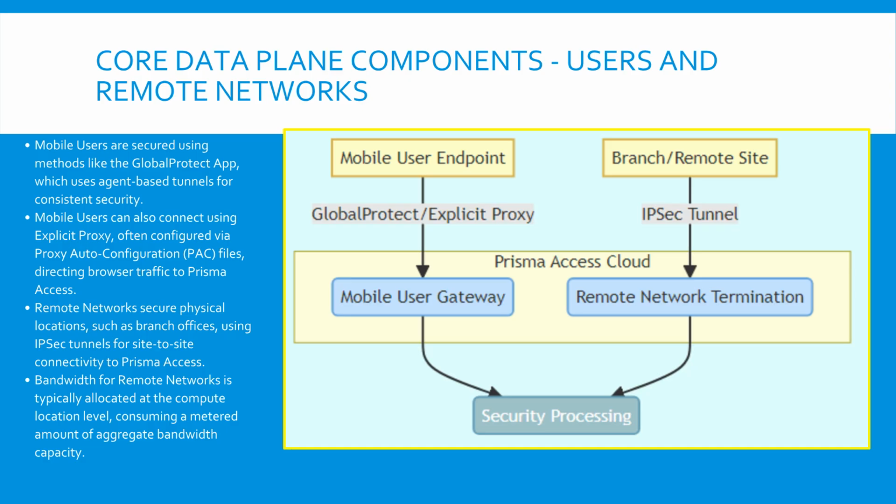What did we learn? Prisma Access secures mobile users via GlobalProtect or explicit proxy, and remote networks via IPsec tunnels.